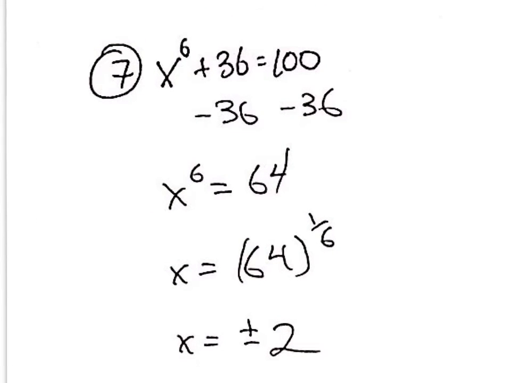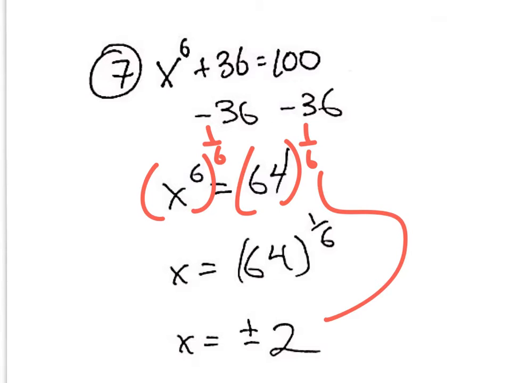Number 7. We're trying to get the x to the 6th all by itself, so I'm going to subtract the 36 from both sides, and we get x to the 6th equals 64. At this point, we again are raising both sides to the 1/6 power, and this would give us, again, since it's an even root, a plus or minus 2.